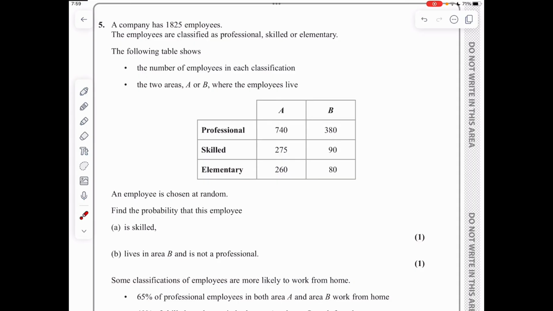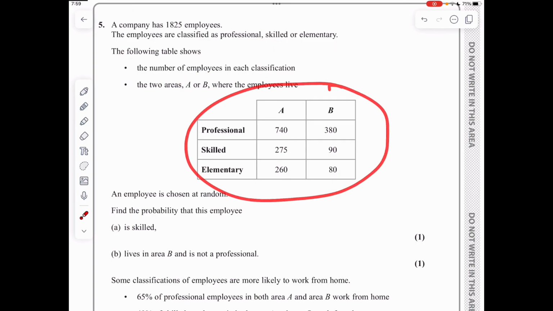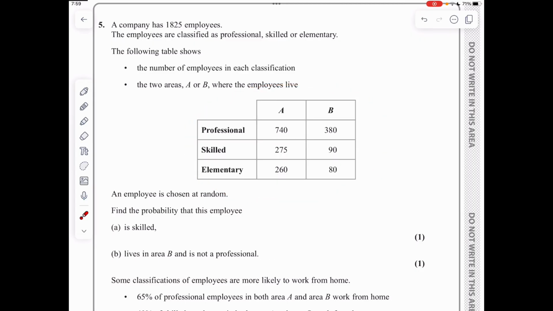In question 5, we've got a company that's employing 1,825 people. These are classified as being professional, skilled, or elementary, and they live in one of two areas, A or B. We need to use the table here with all the information to find the probability that the employee chosen at random is skilled.